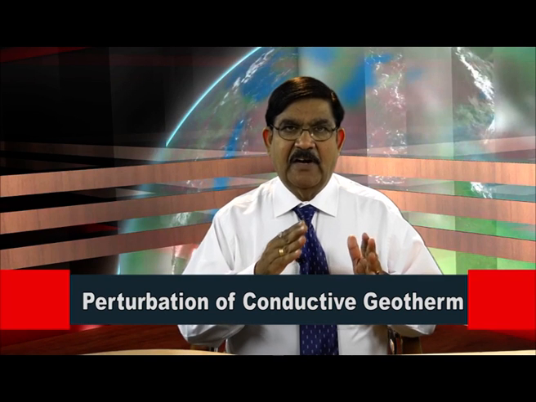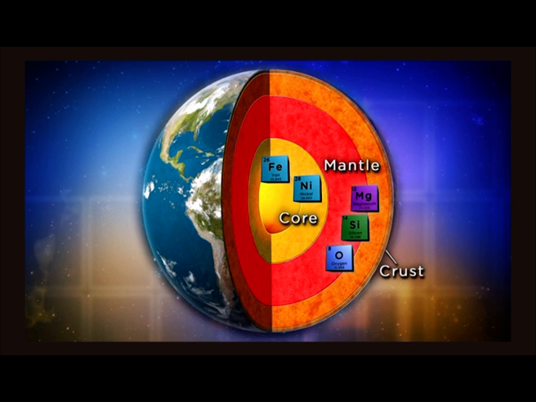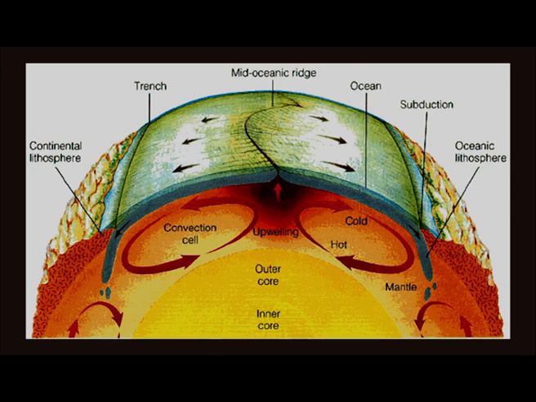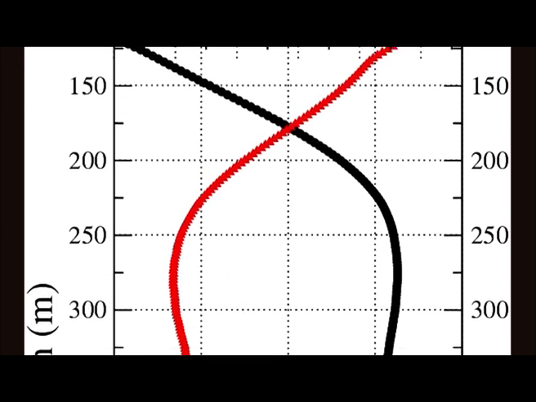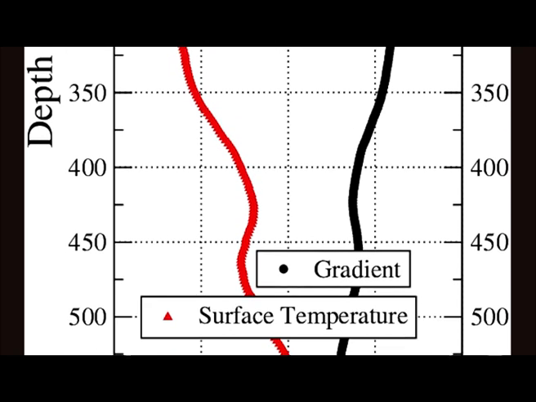Perturbation of the conductive geotherm. The rocks of the crust and mantle are very poor heat conductors. Consequently, heat diffusion is very sluggish. However, local heat addition perturbs the conductive geothermal gradient. See the figure on the screen.